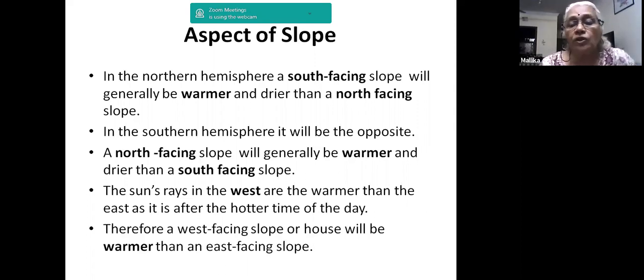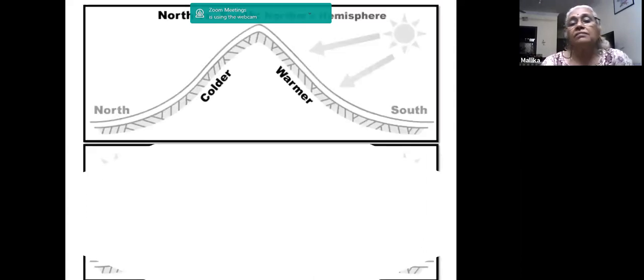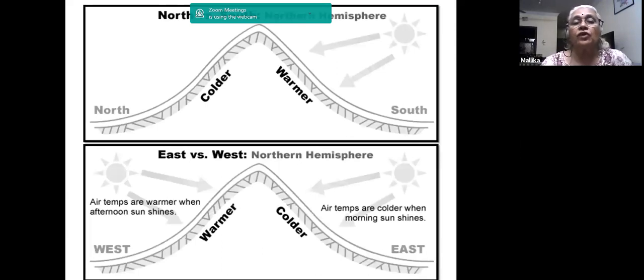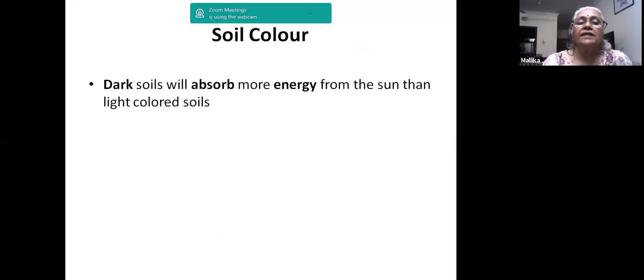So a west facing slope or house will always be warmer than an east facing one, right? So that's your explanation: in the northern hemisphere, the south facing slope is warmer, north facing is colder. And the same way, with east and west, that is with reference to north and south, you'll find that western slopes will always be warmer than the eastern slopes. Okay, right. The others are minor factors, really minor factors.